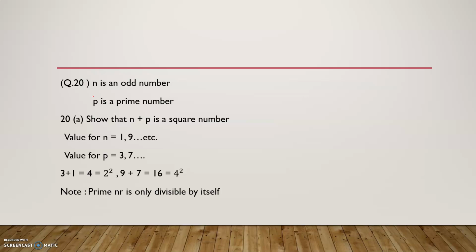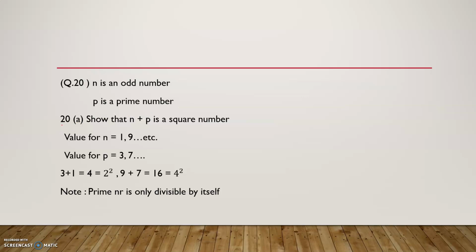If we move to the next question, which is a proof question, this is question number 20 from the same paper. It says n is an odd number. So remember, odd numbers are 1, 3, 5, 7, etc. And then p is a prime number. So prime numbers are only divisible by itself and 1. So like 3, 5, 7, but 9 can't be a prime number because it's divisible by another number like 3.